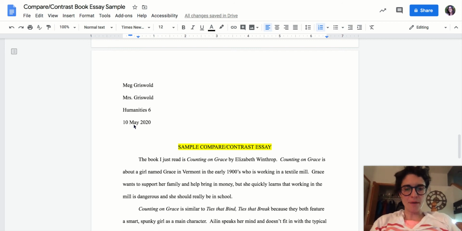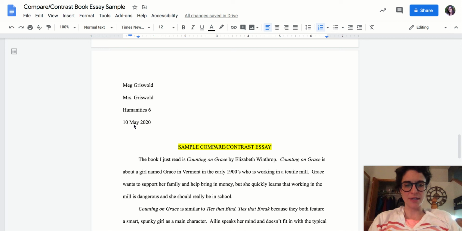Okay. Paragraph 1. The book I just read is Counting on Grace by Elizabeth Winthrop. Counting on Grace is about a girl named Grace in Vermont in the early 1900s who is working in a textile mill. Grace wants to support her family and help bring in money, but she quickly learns that working in the mill is dangerous and she should really be in school.